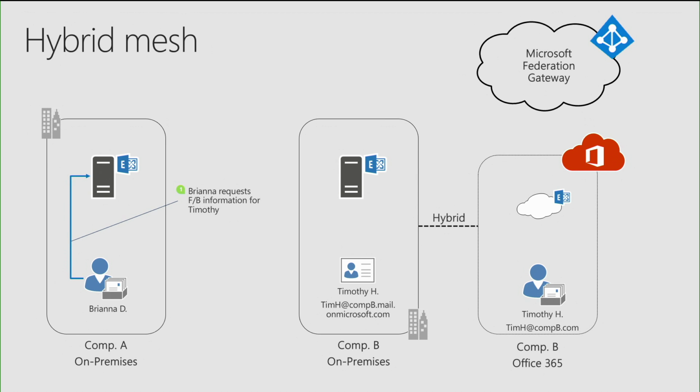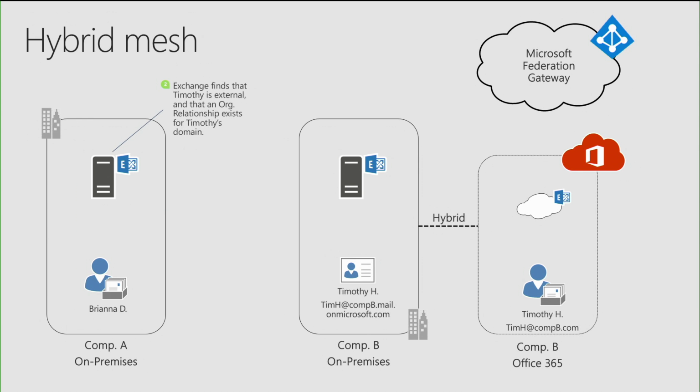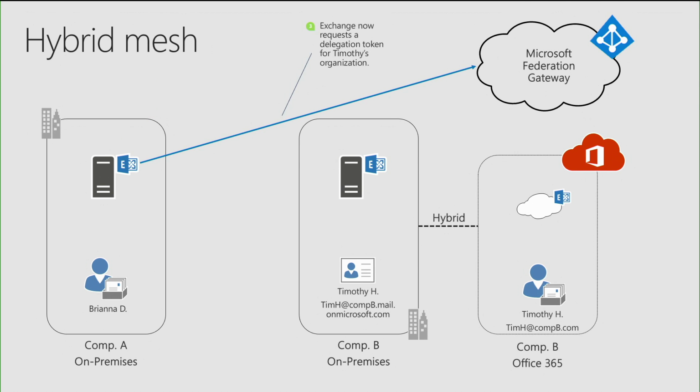So we have a user in Company A, we'll call her Brianna, and she's going to request FreeBusy information for Timothy in Company B. And so Exchange finds that Timothy is an external user, and there is an organizational relationship already established for Timothy's domain. So Company A and Company B have an organizational relationship established between each other. This could be something that has been around for years. These two companies collaborate, and they have this relationship established.